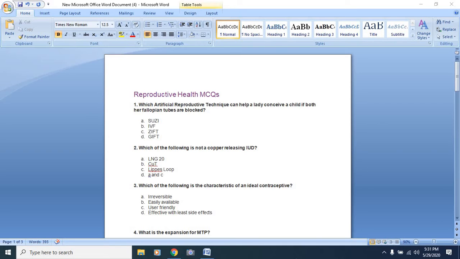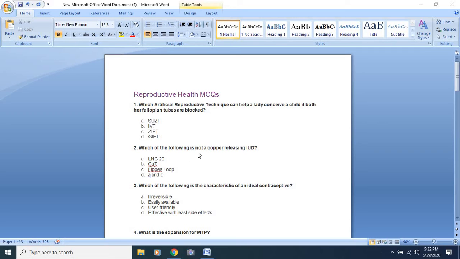Now starting with the first: which artificial reproductive technique can help a lady to conceive a child if both her fallopian tubes are blocked? So here the answer will be IVF, that is the B option, that is in vitro fertilization.